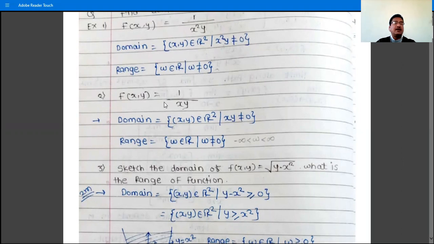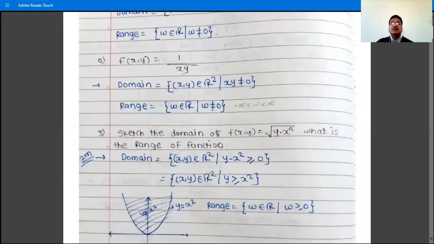Next, f(x,y) is 1/(x y). So the domain is what? Ordered pairs (x,y) belonging to R², such that x y is not equal to 0. Similar to this, it is the set of ordered pairs (x,y) such that x y is not equal to 0. Because if x y is 0, then what happens? We have 1/0, and the answer is infinity. So the range is again w belonging to R, such that w is not equal to 0, because 1/(x y) is never equal to 0.